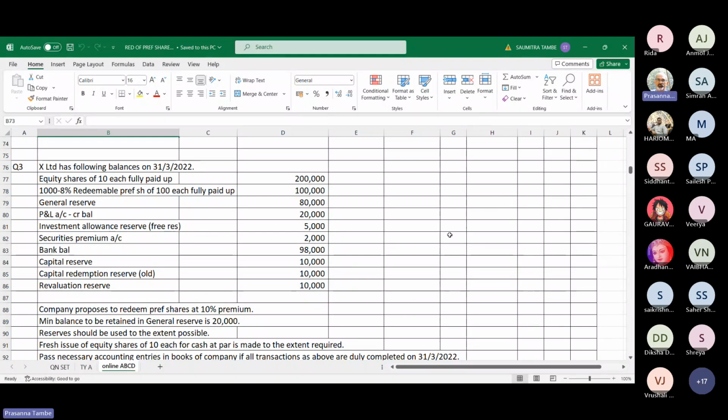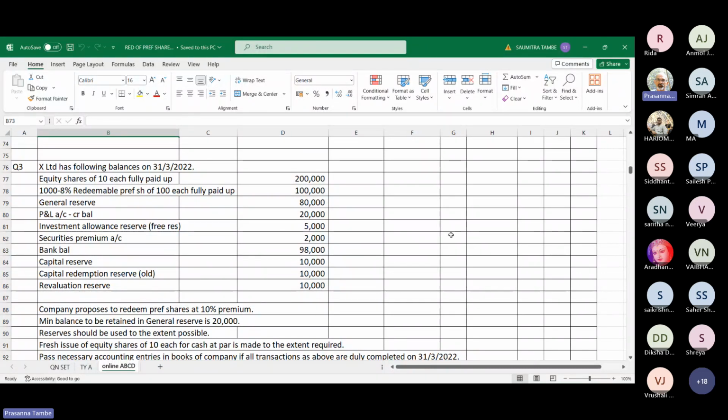Then it says that we have to use the reserves to the extent possible. So let's have a look at the reserves. The first is general reserve, 80,000, but we can use only 60,000 from that because the company says you have to retain a minimum balance of 20,000 in that particular reserve. So out of 80, if you want to retain the balance of 20, we can go up to 60,000 for utilization. Then P&L account credit balance is available. Investment allowance reserve is also a free reserve, 5,000 we can use.